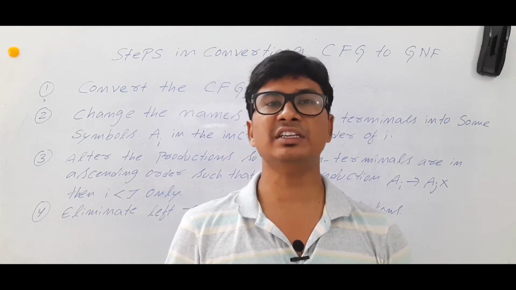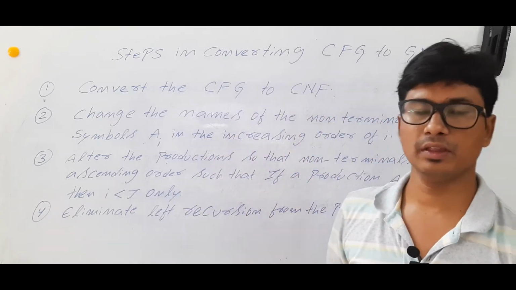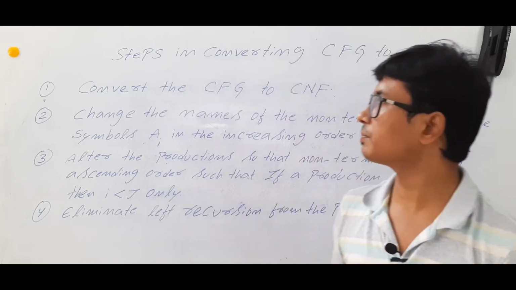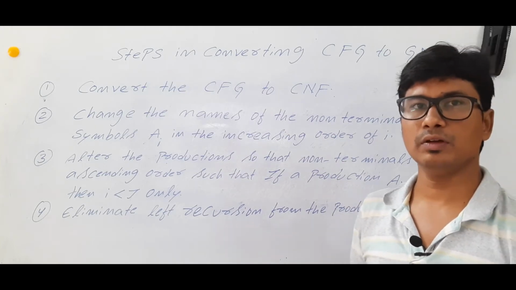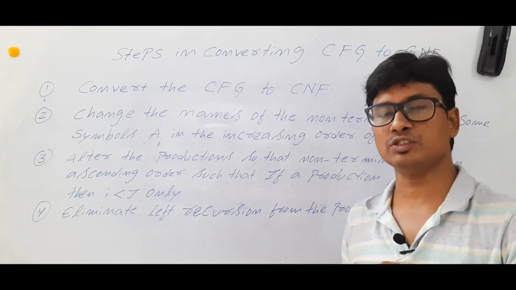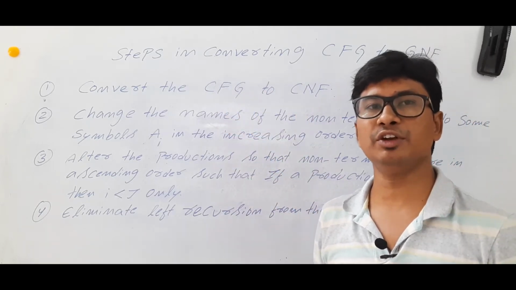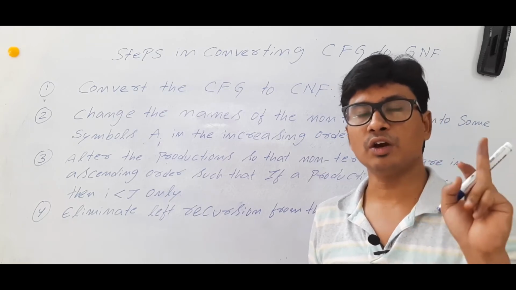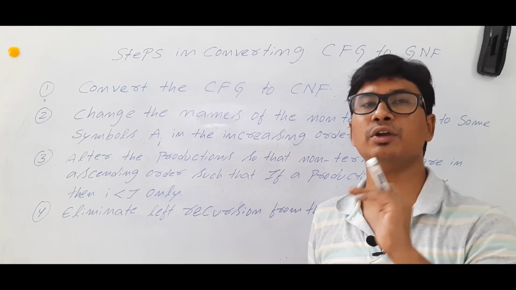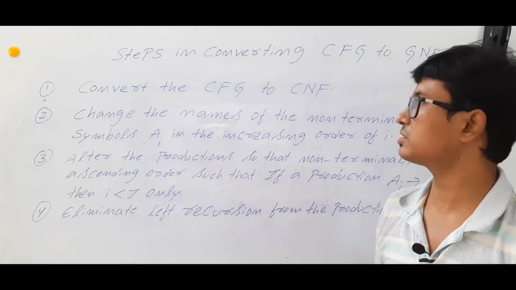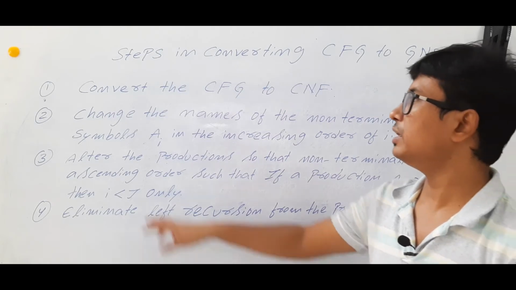In this video, we will discuss the steps in converting a context-free grammar to a GNF. Let me discuss all the steps one by one. First, we need to convert the context-free grammar to Chomsky normal form. If the given grammar is not in Chomsky normal form, then first you need to convert it into Chomsky normal form. In the earlier video, I already discussed how to convert a context-free grammar to Chomsky normal form. If you have not watched that video, I request you to go and watch it so that you will understand this process.